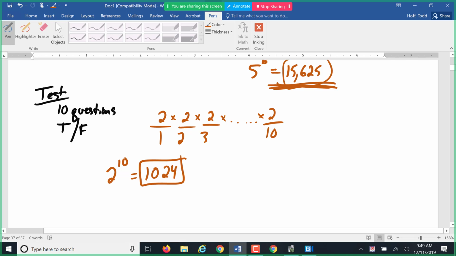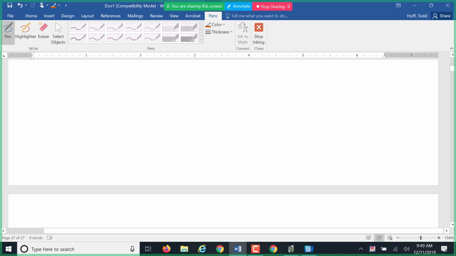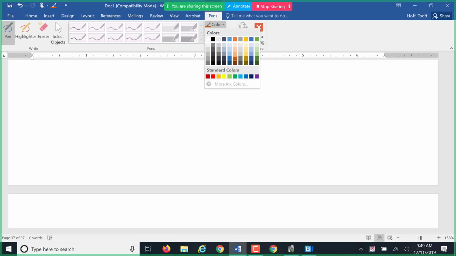Only 6 questions on the multiple choice gave over 15,000 possibilities. The true and false with even 10 questions only gave just over 1,000 possibilities. Again, that's because there's only 2 choices for each of those items. License plates are kind of an interesting application.